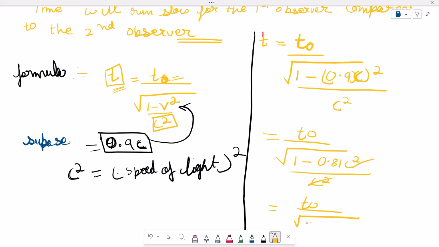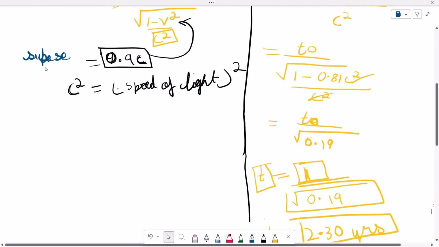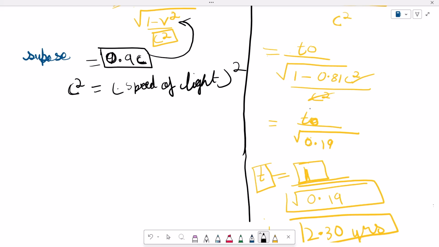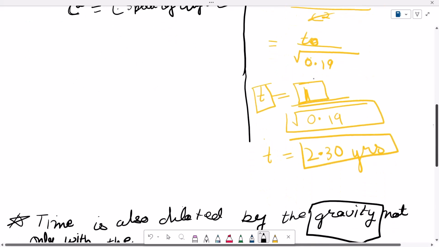T0 will be 1 minus 0.81, which equals 0.19. So now we are going to fill in the value for t. We take the value of t as 1, and divide it by 0.19. After you solve this whole thing, you will get a value of 2.30 years.